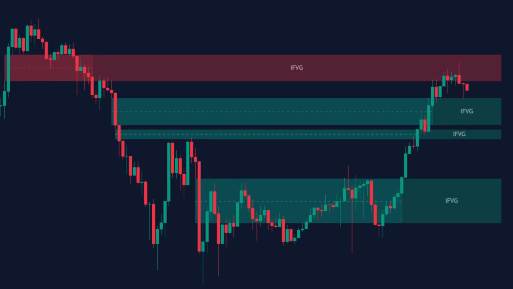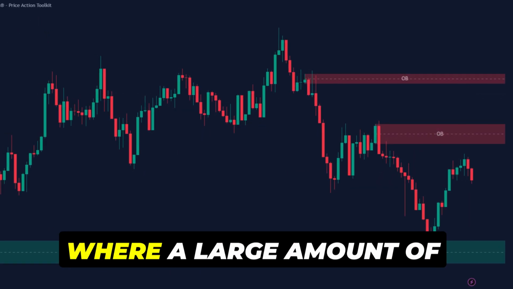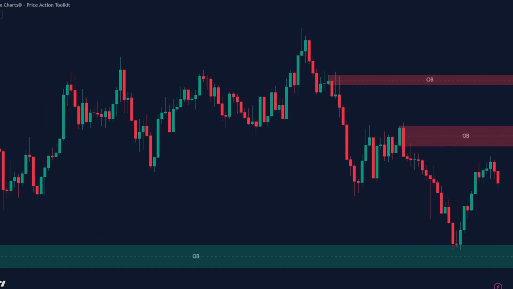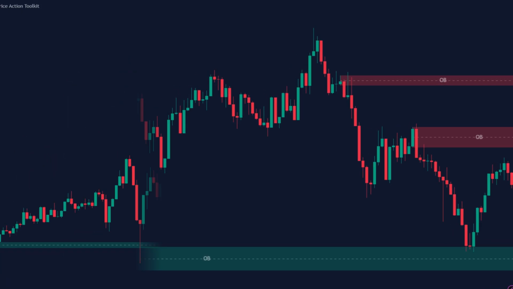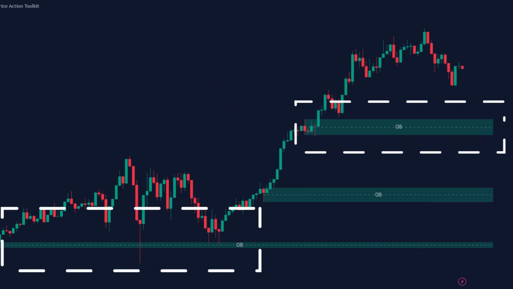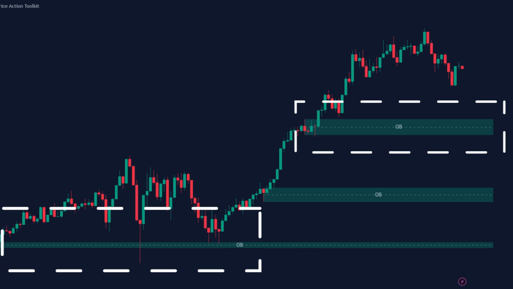Now let's dive into order blocks. An order block is a zone where a large amount of limit orders is placed, often causing a significant reaction when price revisits it. With the Price Action Toolkit, you'll see these order blocks automatically plotted on your chart so you can capitalize on these key levels.